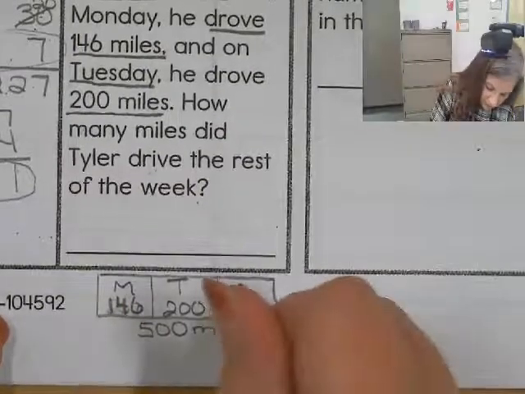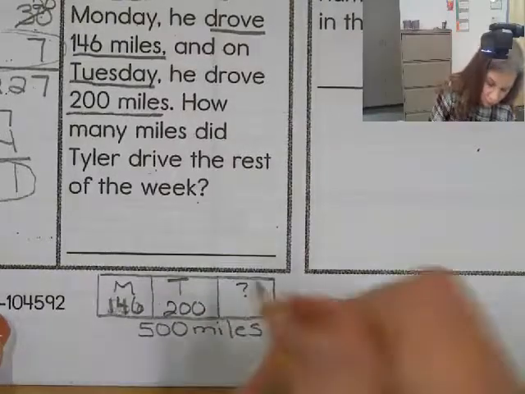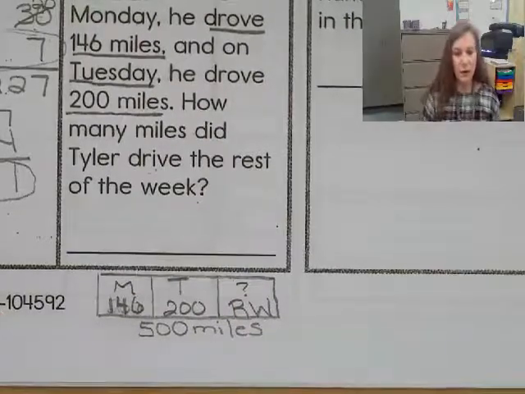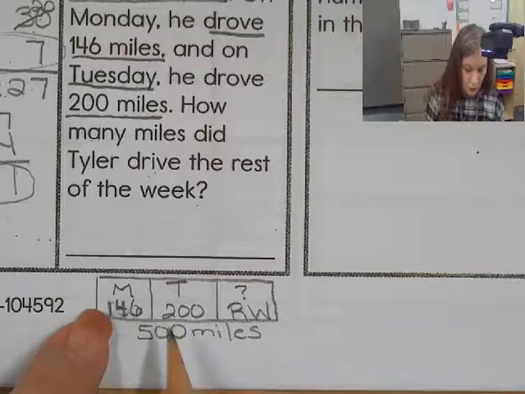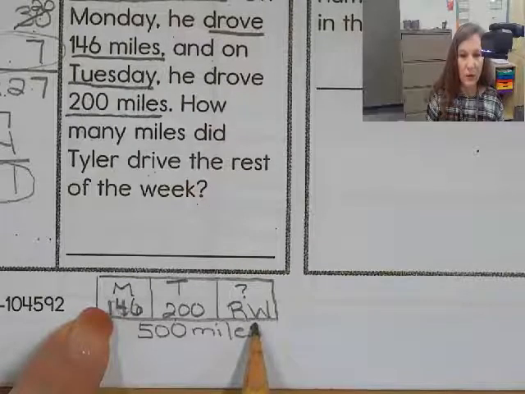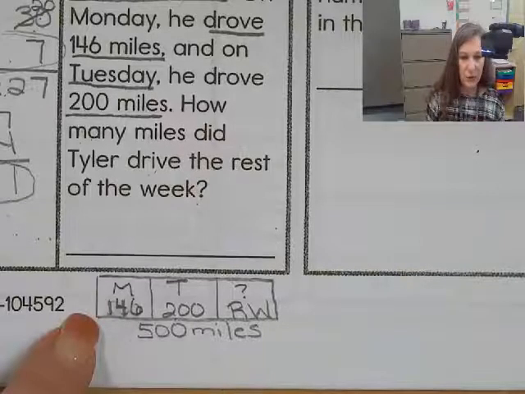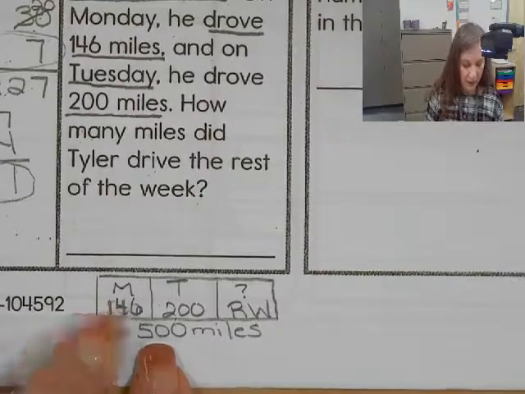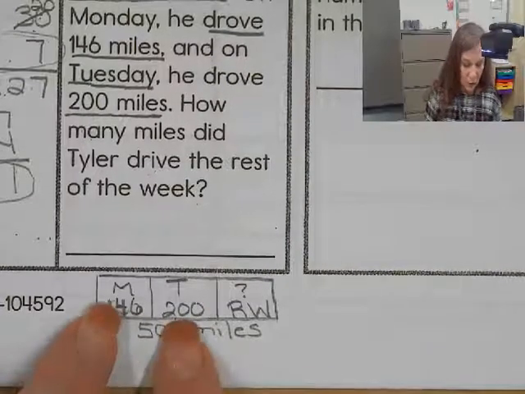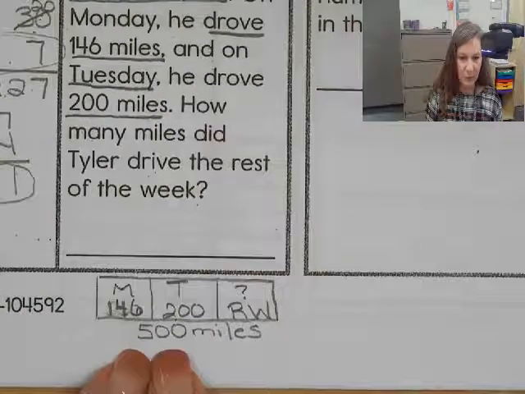We are missing the rest of the week, whatever that might be. Okay, so R for rest of the week, RW. Let's put an RW in there. All right, so we know our total. We know two of our parts. We're looking for the missing part. So that tells us if we're looking for a missing part, we're subtracting because we already know the total. We can do one of two things. We can take the 500 miles and subtract each part separately, or we could take the two parts that we know, add them together, and then subtract it from the total.